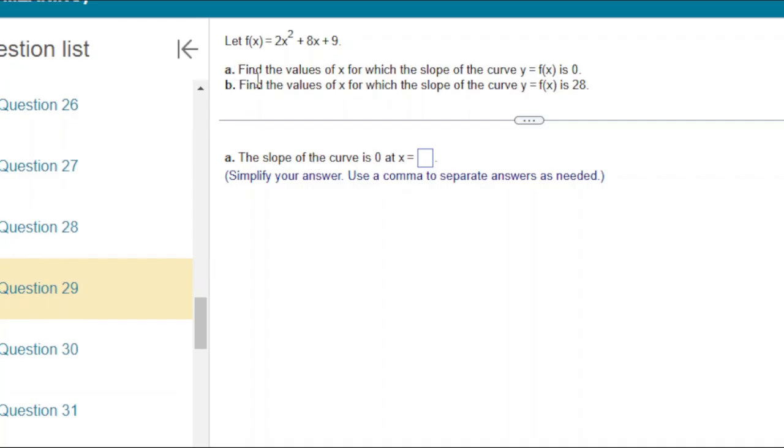Now this one says find the values of x for which the slope of the curve y equals f of x is 0. So find the values where the slope of the curve is 0. And then part B, find the values of x where the slope of the curve is 28. Well, part A is like what we've just been doing. So where is the slope 0? Where do we have a horizontal tangent line? Well, we'll do the same thing we did before. So we're going to take the derivative, set it equal to 0. Part B, we're going to take the derivative and set it equal to 28.